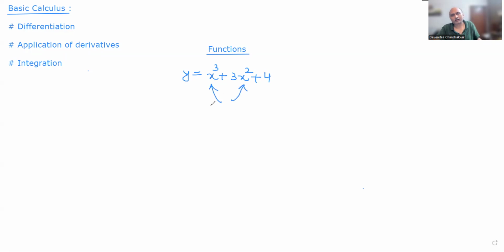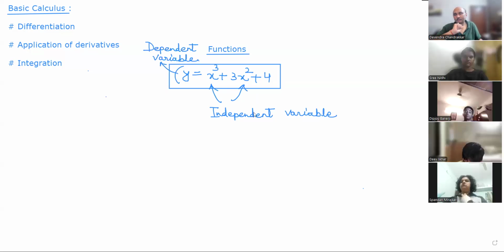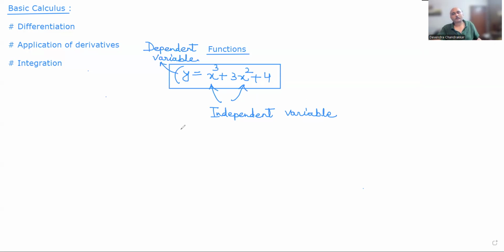So x is called as independent variable, because when we change the value of x, we change the value of y. So this is independent variable and this is dependent variable. I hope all of you understood this. Yes or no? Yes, sir. The 11th standard kids, please tell yes or no. Srinidhi and Spandan. Yes. Yes, sir.